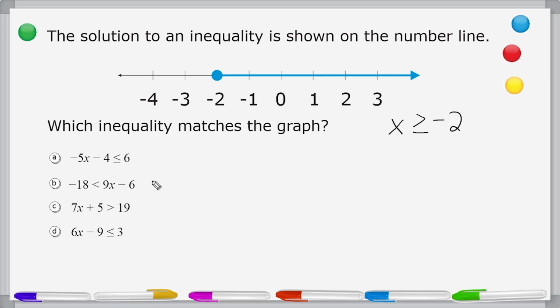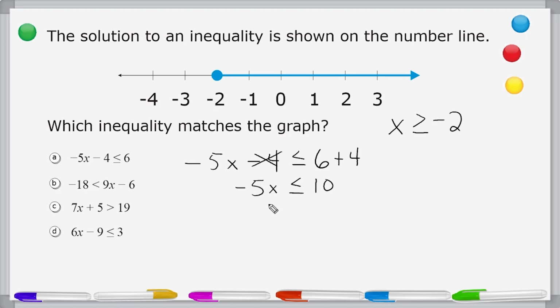So what we're going to do is just go right down the line and solve these until we come up with the solution right here. So let's just start with this first choice right here. So we have -5x minus 4 is less than or equal to 6. So first we're going to take the inverse of subtracting 4 and add 4 to the other side, which allows us to combine like terms. So 6 plus 4 is 10, and on the left side we still have -5 times x.